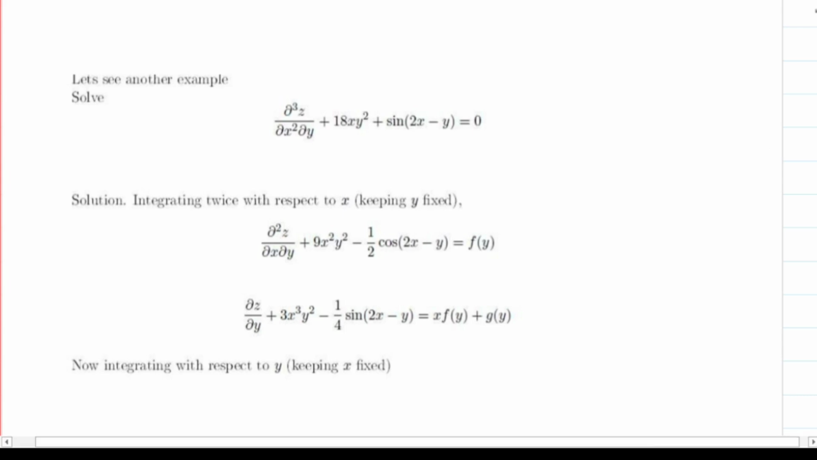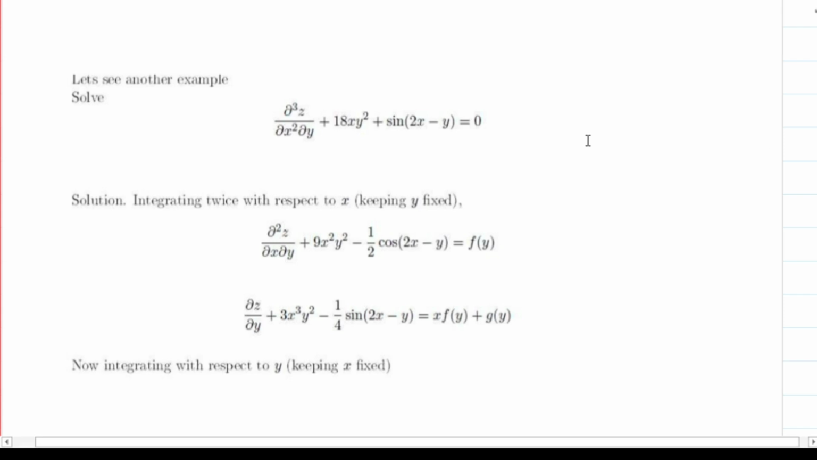Now let us see another example, solving partial differential equation by using direct integration method. Here one equation is given, ∂³z/∂x²∂y plus 18xy² plus sin(2x minus y) equal to 0. So here this is a third order partial differential equation. That means we need to integrate 3 times, but 2 are with respect to x and 1 with respect to y.